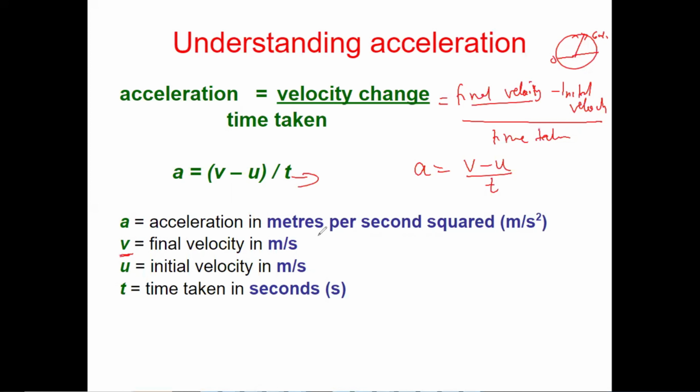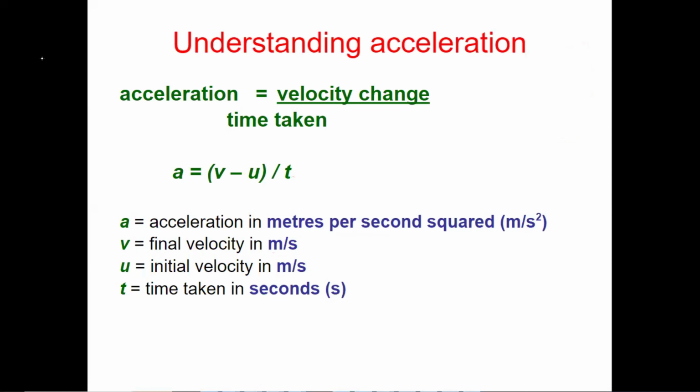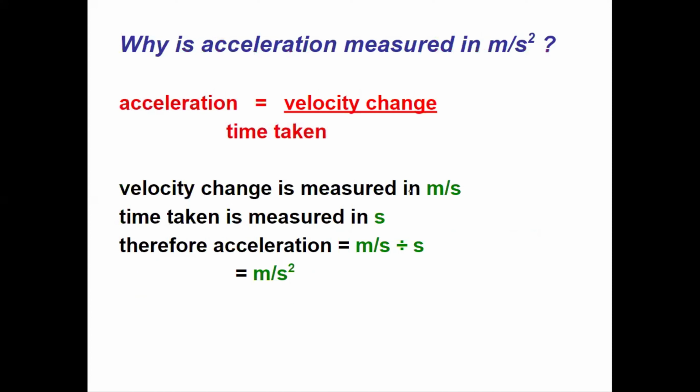You just need to know that acceleration is in meters per second squared. Final velocity is in meters per second. Initial velocity is in meters per second. And time taken is in seconds. So what we need to understand is, what is the unit of acceleration? Now that we know how to calculate acceleration, what is the unit of acceleration?